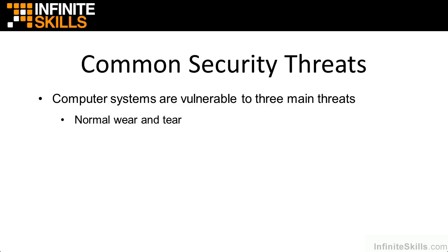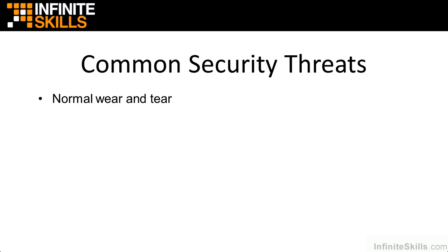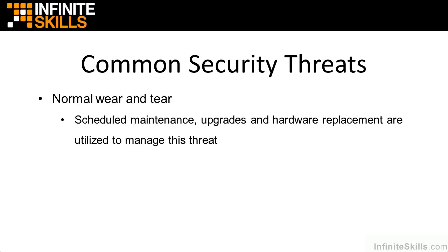Computer systems are vulnerable to three main threats. The first one is just normal wear and tear. Things wear out, things get old. Accidents and malicious activity. Now, when we're talking about normal wear and tear, we can use things like scheduled maintenance. We can do regular upgrades. We can replace certain types of hardware as it starts to exhibit problems or age. And we're going to do all that to manage the threat of normal wear and tear.